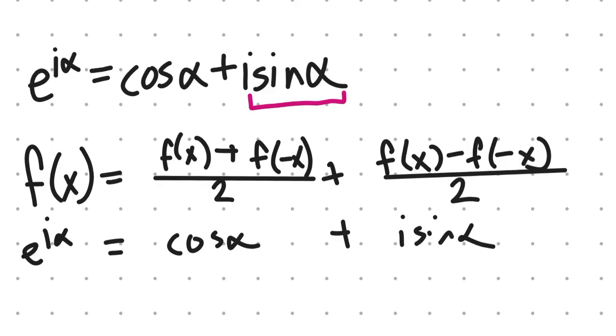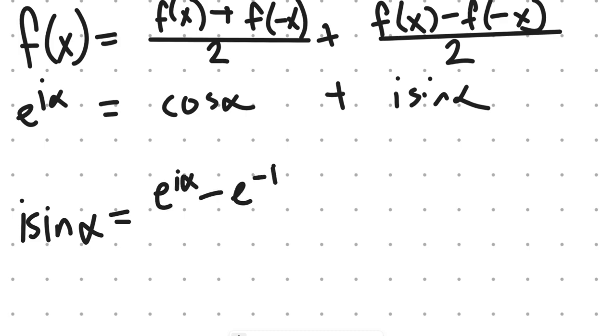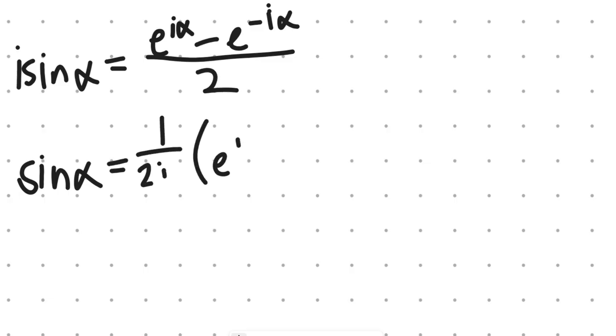But we don't want I sine alpha, we would like to have sine alpha. So let's write it as follows: I sine alpha is equal to f of x, which is e to the I alpha, minus e to the negative I alpha, since f of minus x is e to the negative I alpha, over 2. Now we divide both sides by I, which is not 0, and we can take the fraction outside and represent the sine as follows.